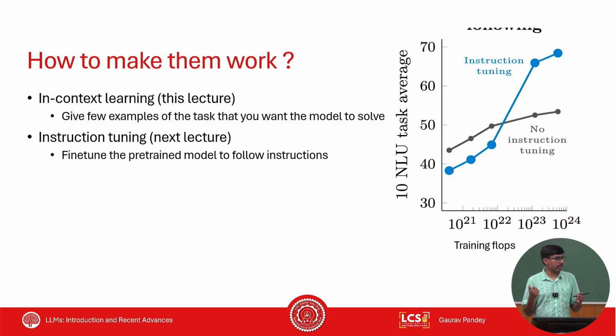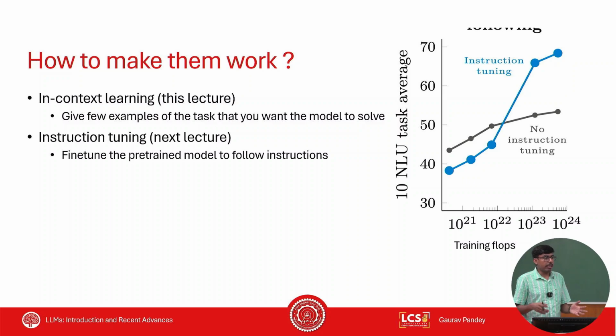You guys were there in the last class, so you might know about emergent properties, which are properties that occur at a certain point. They're almost non-existent below a certain number of training flops, and they appear suddenly after it. So instruction tuning, for example, on the graph that you see, performance was around 40 or 45 on some task, and as soon as you jump from 10 to the power 22 to 10 to the power 23 training flops, suddenly the performance went to 70. So instruction tuning is an emergent property.